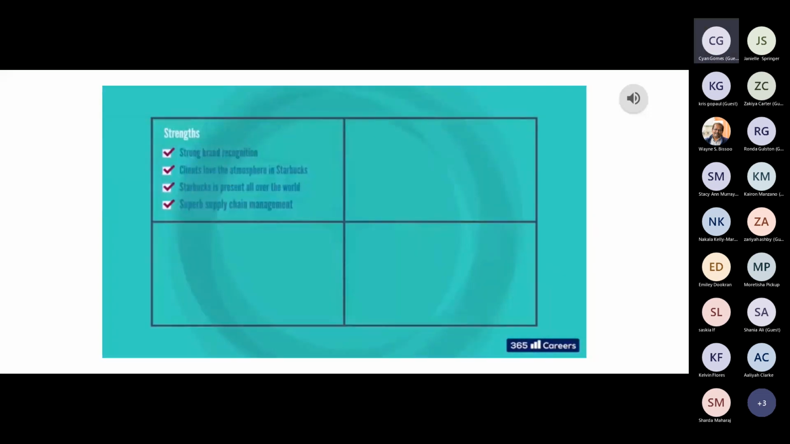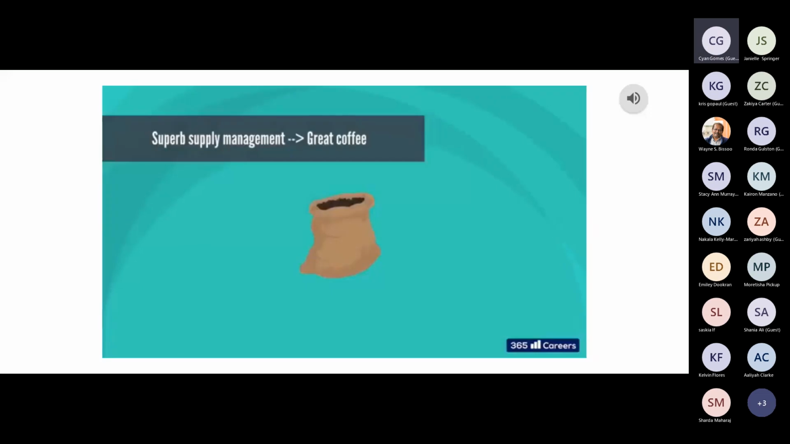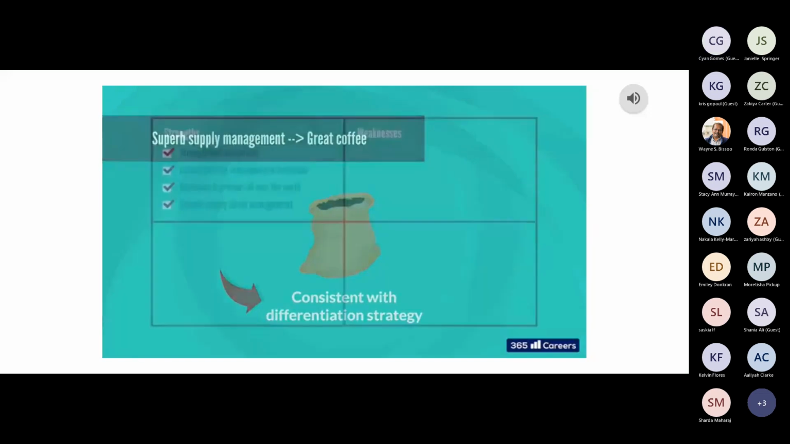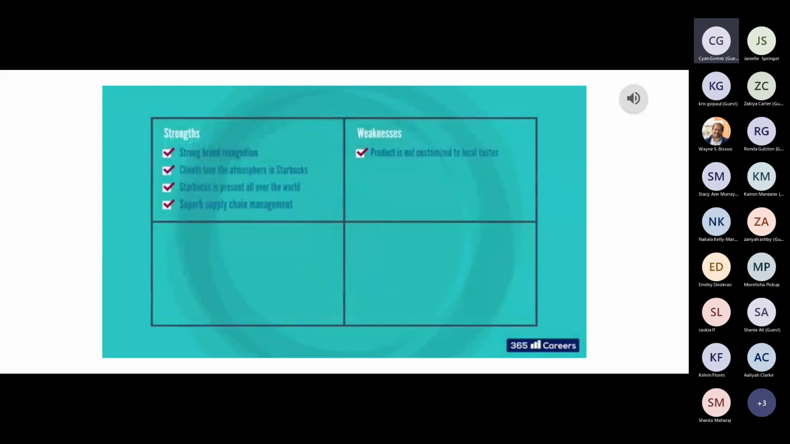And finally, Starbucks supply chain management ensures the quality of coffee served to customers is excellent. The company chooses its suppliers carefully, which improves the quality of its products and ensures clients receive a super coffee experience. This is another choice in sync with its differentiation strategy. Okay, very good. Let's take off our rosy glasses and consider some of the firm's weaknesses.